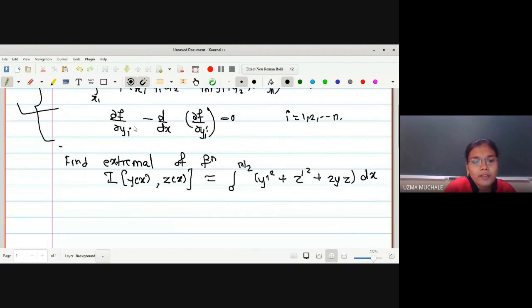Instead of having only one dependent variable y, here we have two dependent variables. Up to now we were writing the equation in the form I of y of x, which means y is only one dependent variable. But now we have two dependent variables, and corresponding to that we will get two Euler-Lagrange's equations, and we have to solve these two Euler-Lagrange's equations.